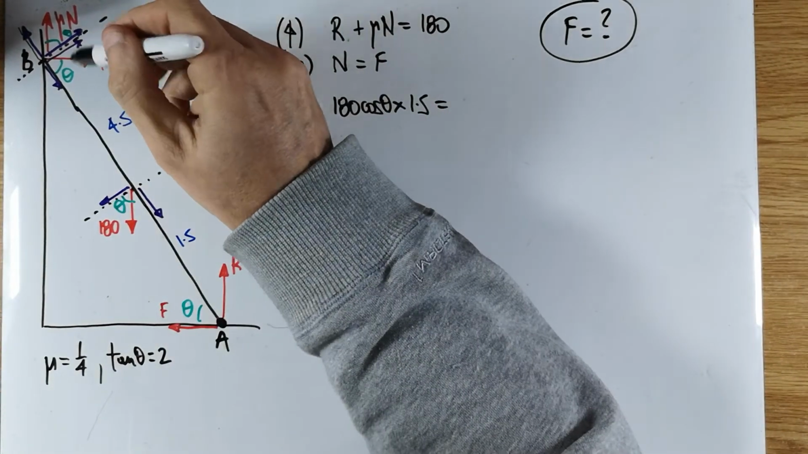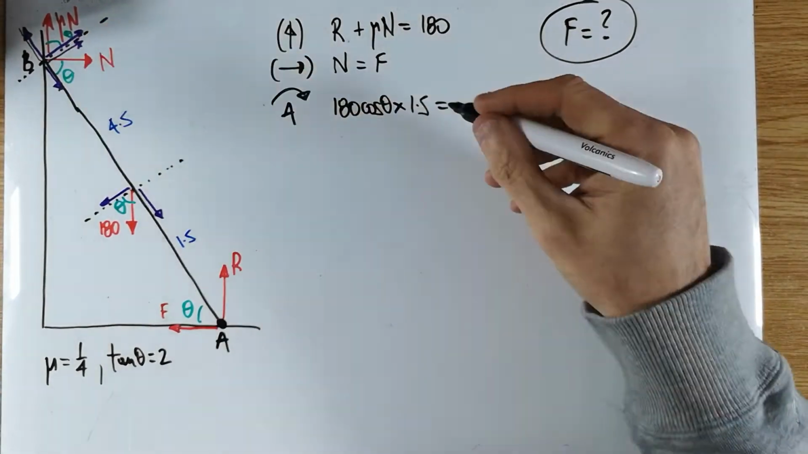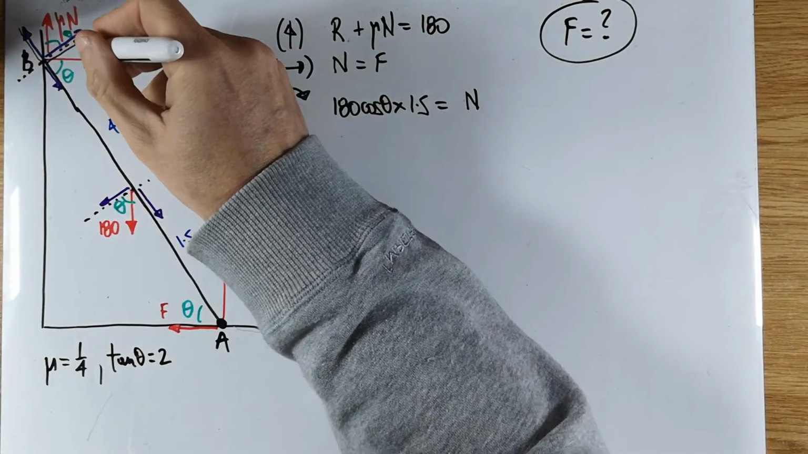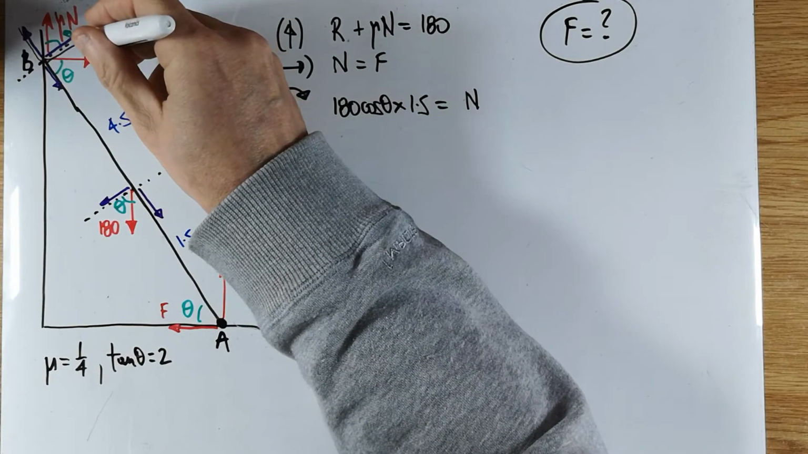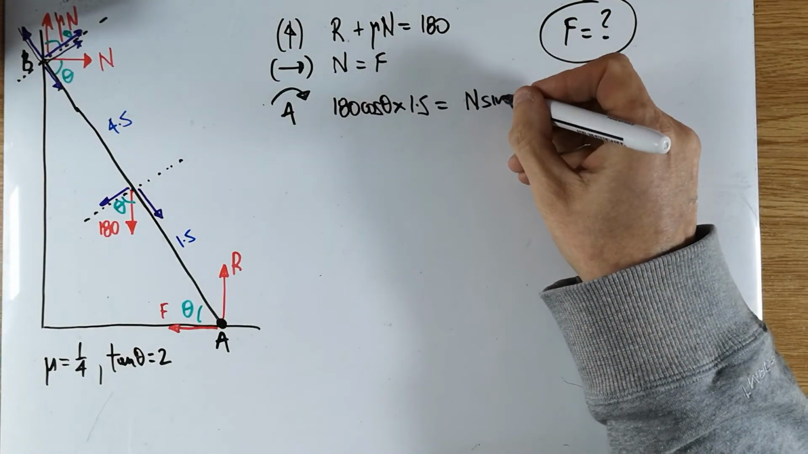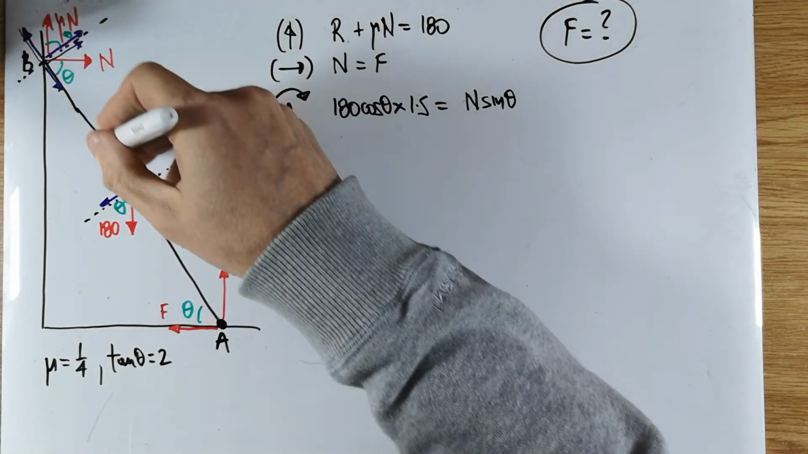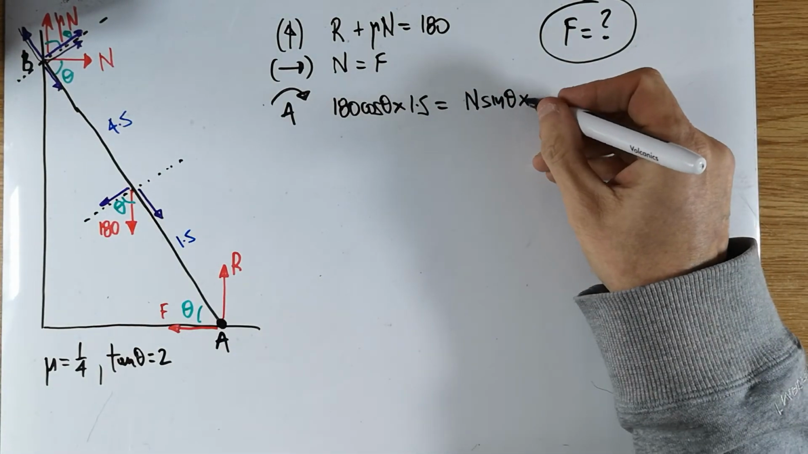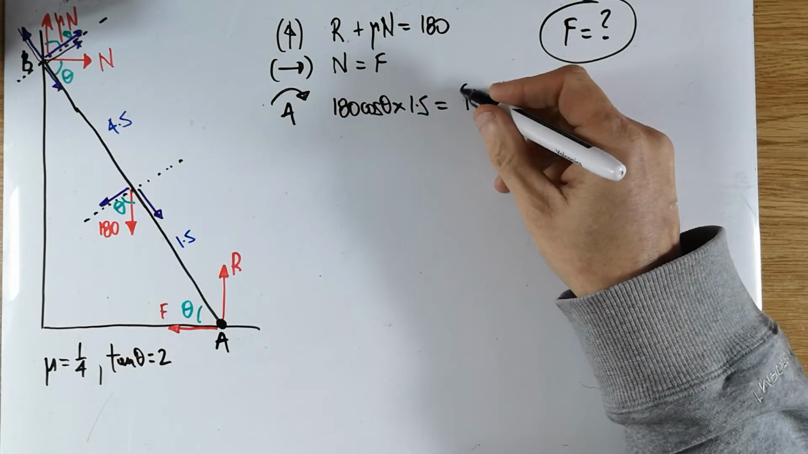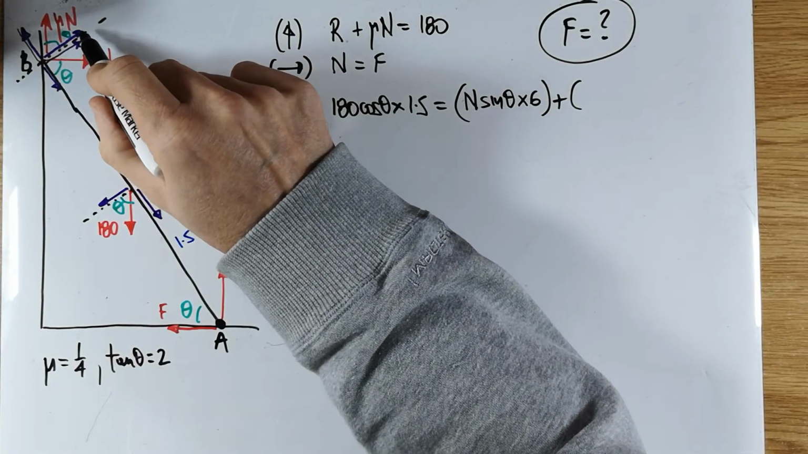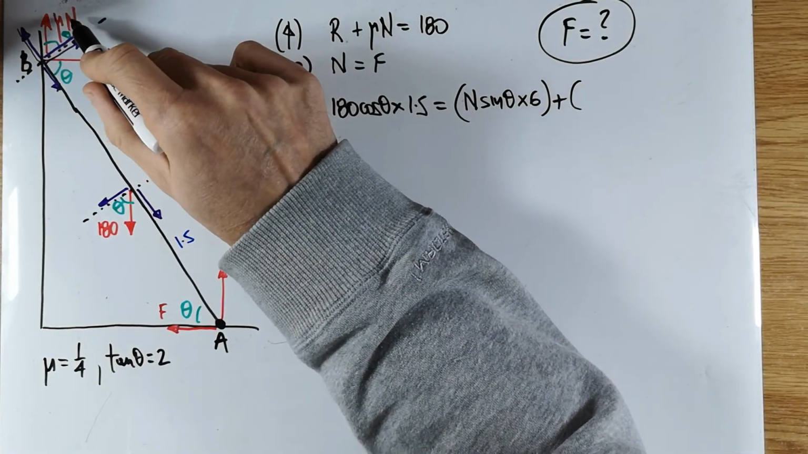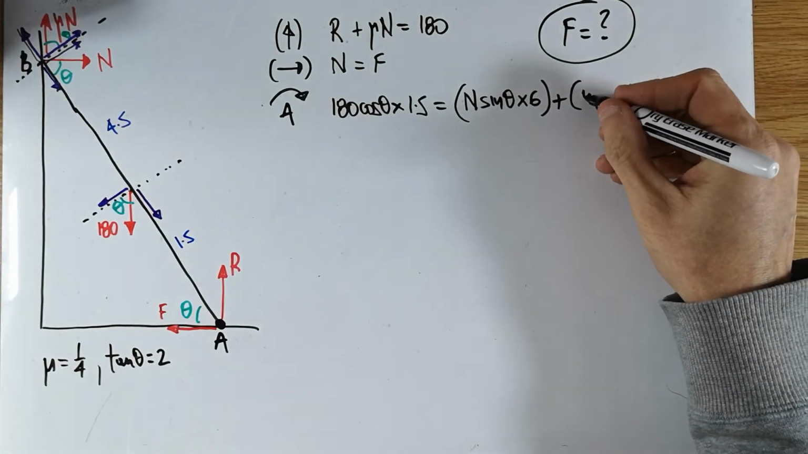So first of all, this component comes from the n. Is it the cos or is it the sine? The cos is on the side of the angle, so that's the sine in there. So that's n sine theta, times the distance from the pivot, which of course is 6 meters. Plus, we have another one that's acting together, so that's this one here. This came from the mu n.